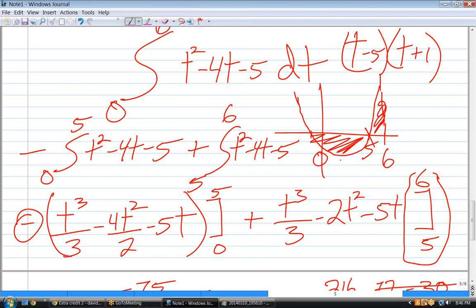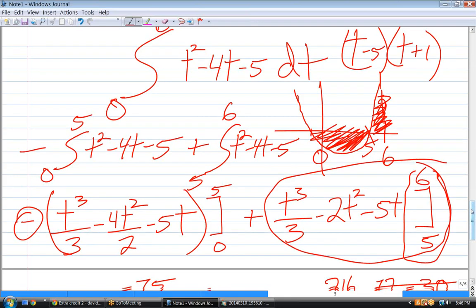But they wanted it from 0 to 6. So this part's negative. How come that part's not positive? I don't understand. How can that not be a positive number when I evaluate this thing from 6 to 5? It has to be a positive number.